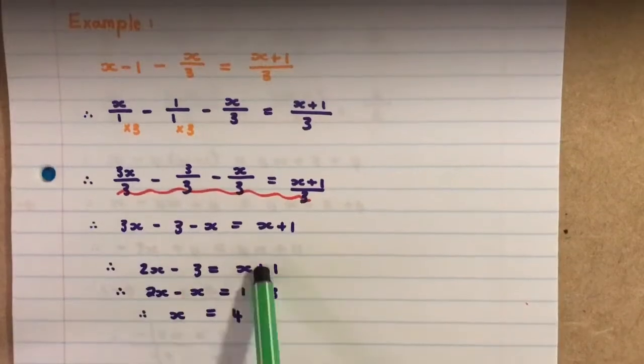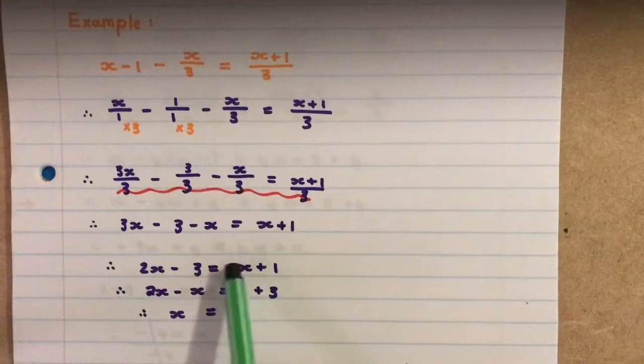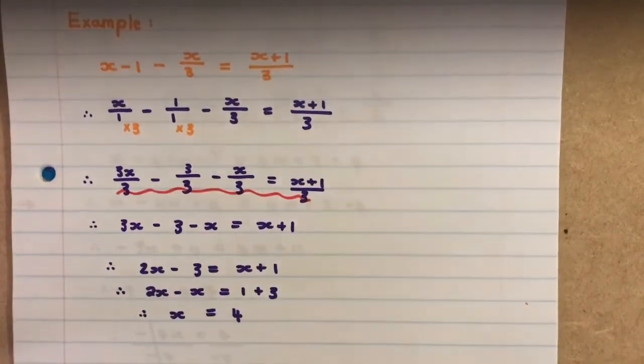And then you keep your like terms on the one side. How do I do that? By doing the inverse. Plus x becomes a minus x. So it's x is equal to 4.